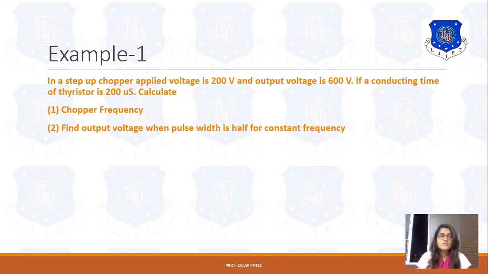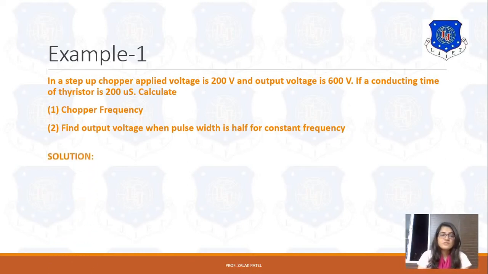Next, let's consider one example related to it. So this is the problem statement. In a step up chopper, the applied voltage is 200 volt and the output voltage is 600 volt. If the conducting time of the thyristor is 200 microsecond, calculate the chopper frequency and find the output voltage when the pulse width is half for the constant frequency.